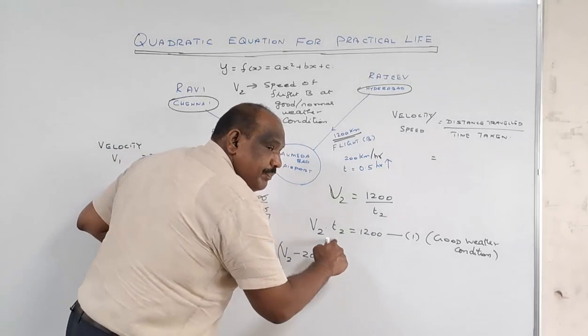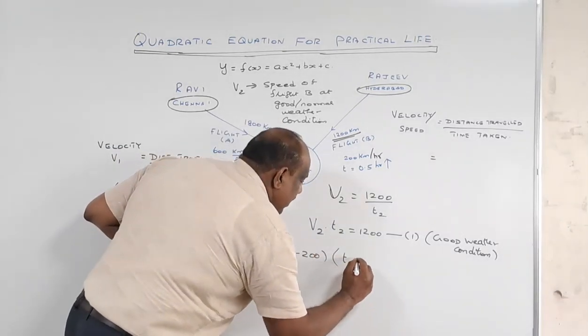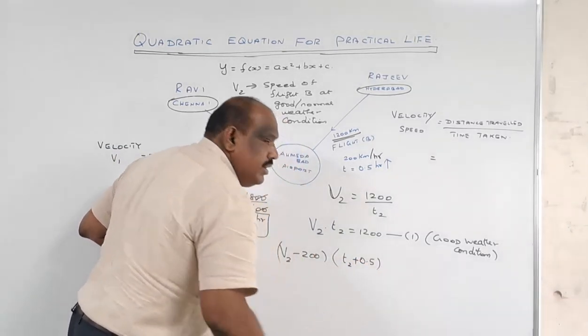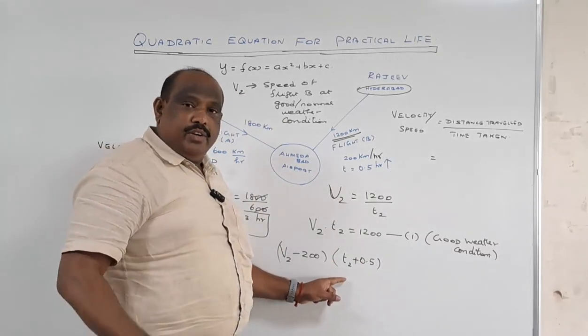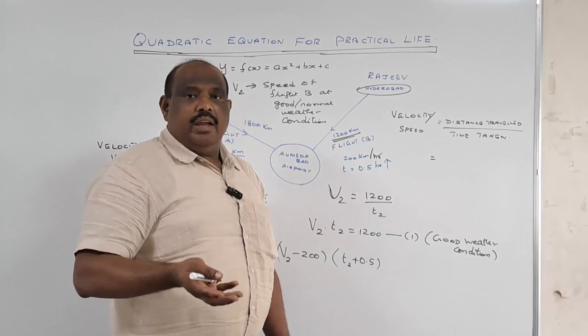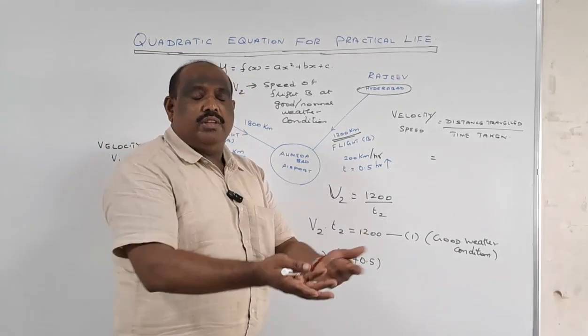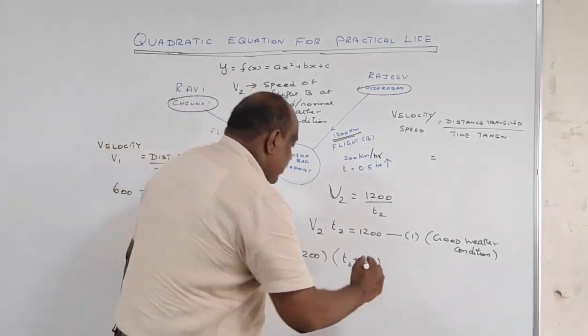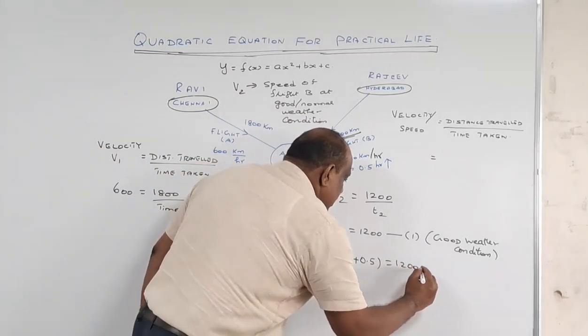What happens to the time? It is increased by 0.5 hours. Because the time is not T2, it will be T2 plus 0.5 now. If they were already reaching in 3 hours, it will now be 3.5. If they were reaching in 4 hours, now they are reaching in 4.5 hours. Which is equal to 1200.